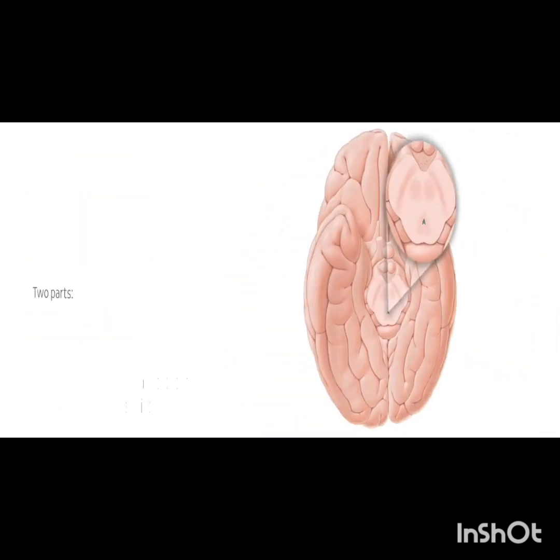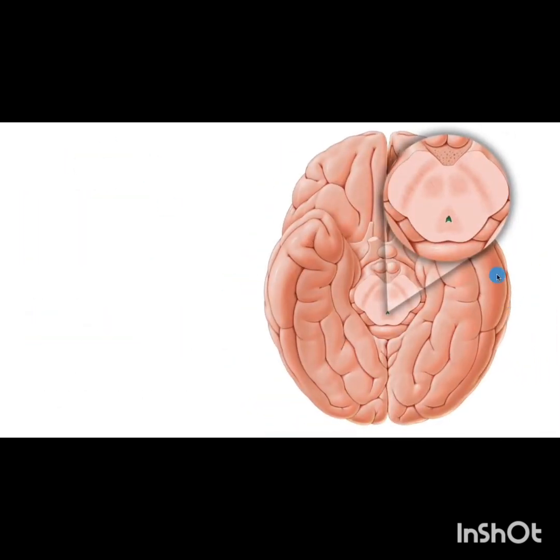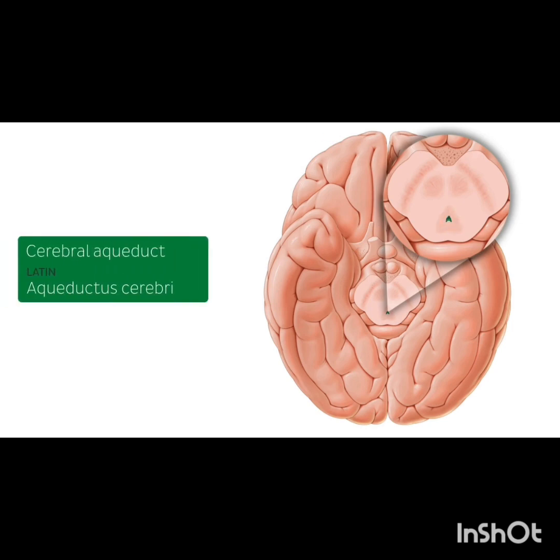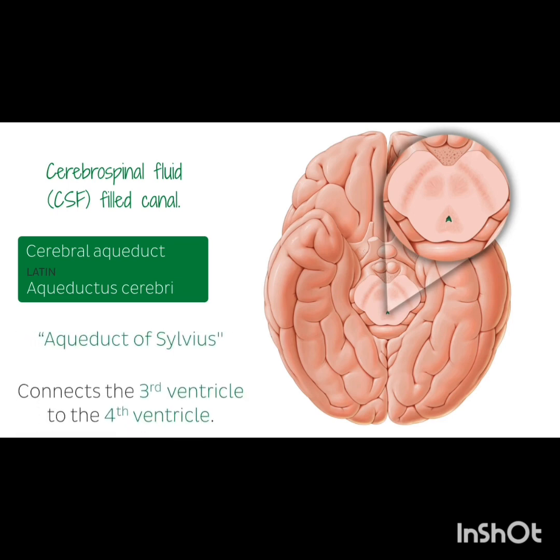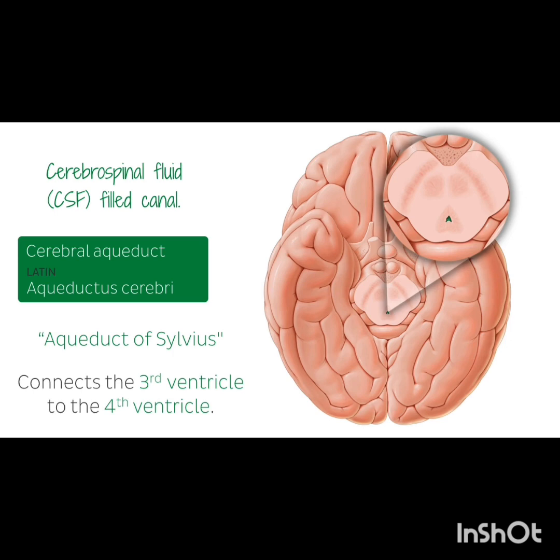Finally, the last structure we're going to be highlighting here, this really tiny structure that you can see highlighted in green, is known as the cerebral aqueduct. Now, this is a narrow cerebrospinal fluid filled canal in the midbrain, also known as the aqueduct of Sylvius. The cerebral aqueduct connects the third ventricle located in the diencephalon to the fourth ventricle of the mesencephalon. This small canal allows for the flow of CSF between these two ventricles of the brain.